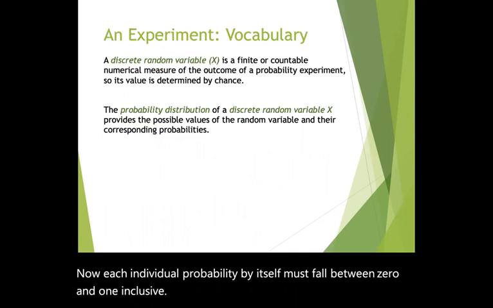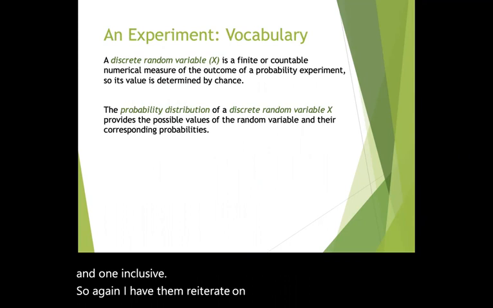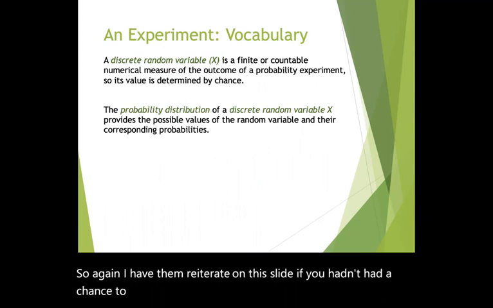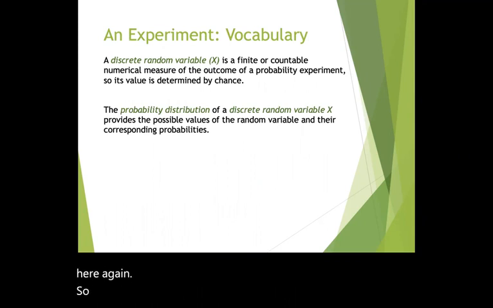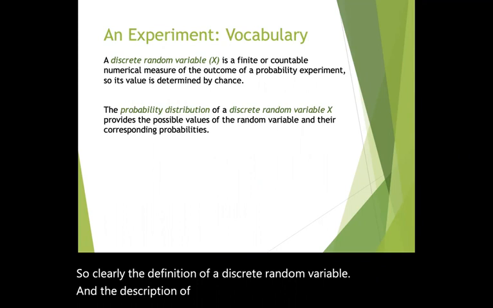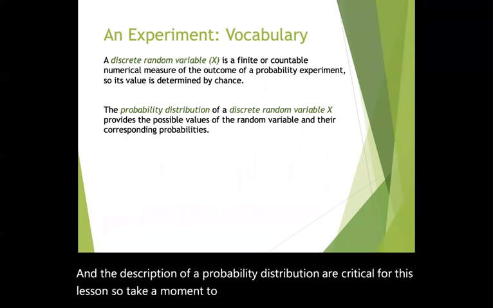So again, I have them reiterated on this slide. If you hadn't had a chance to familiarize yourself with the vocabulary, it's presented here again. So clearly, the definition of a discrete random variable and the description of a probability distribution are critical for this lesson. So take a moment to reread them.